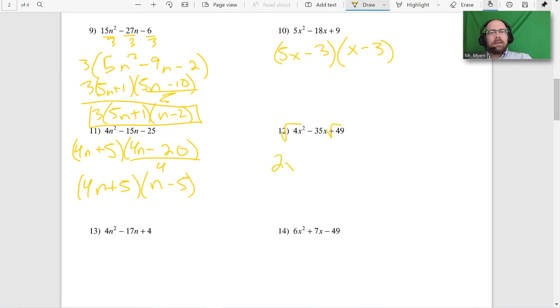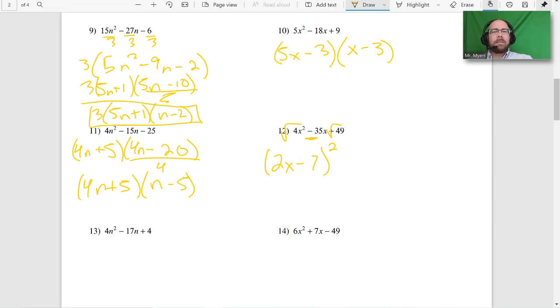And then that would be 2x, and that's 7. Notice I didn't put a sign in the middle yet. So 4x squared, the square root of 4x squared is 2x. The square root of 49 is 7. Then you put the sign of the middle number in between them and square it. But if you're going to do this method, you have to check it because, like for 11, it was 4n squared, which has a square root, and 25 has a square root, but it was not a square. It was 4n plus 5 and n minus 5. So because that's a thing, we want to check it just to make sure.